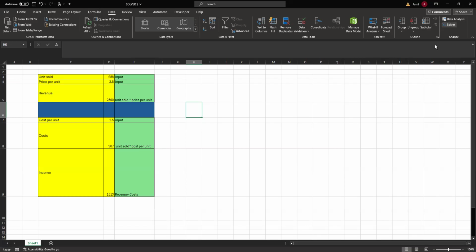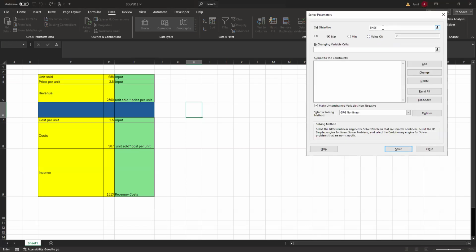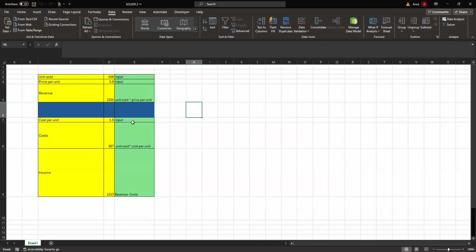Now, when I press Solver, here we have a few things like Set Objective, Maximum, Minimum, Value Of, and By Changing Variable, and Subject to the Constraints. Now let me set my objective, which is revenue cost. Before that, let me tell you how to find the revenue cost.